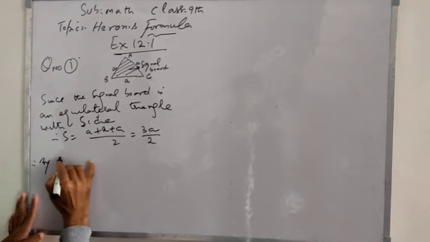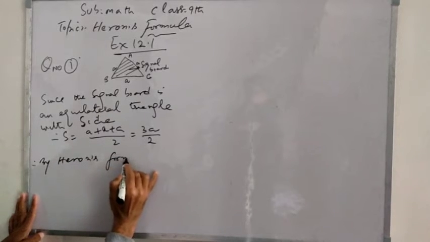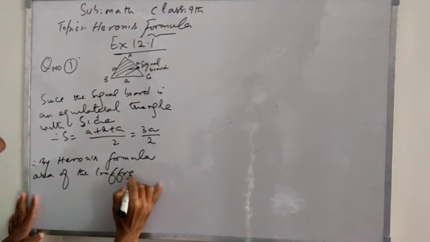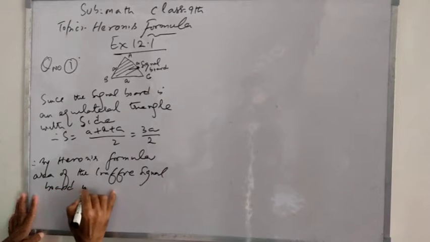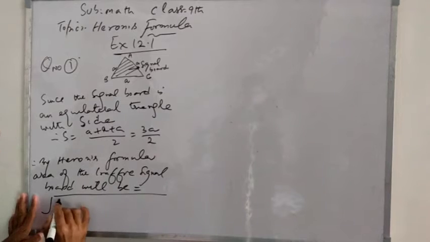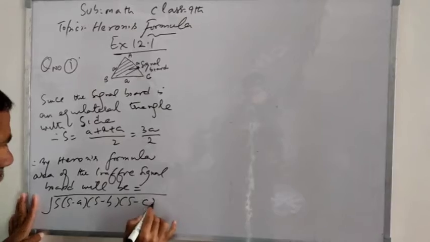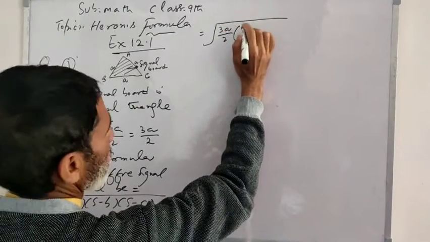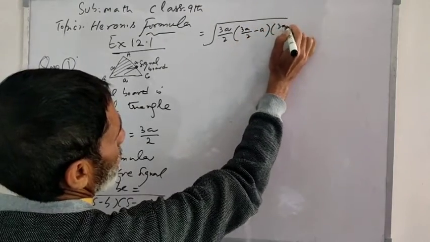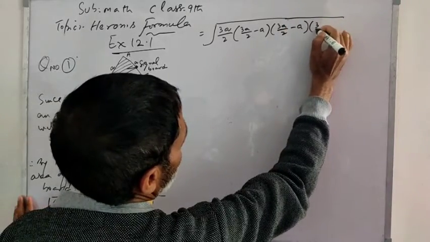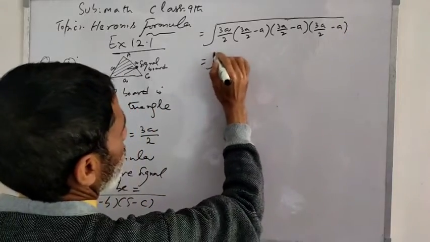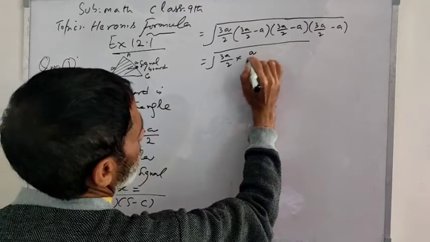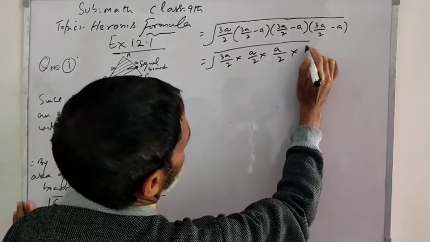Therefore, by Heron's formula, the area of the traffic signal board will be root of S into S minus A into S minus B into S minus C, which will be equal to root of, instead of S we will write 3A by 2 into S minus A, that will be equal to 3A by 2 minus A into 3A by 2 minus A into 3A by 2 minus A, which will be equal to root of 3A by 2 into 3A by 2 minus A, and 3A minus 2A divided by 2 will be equal to A by 2.